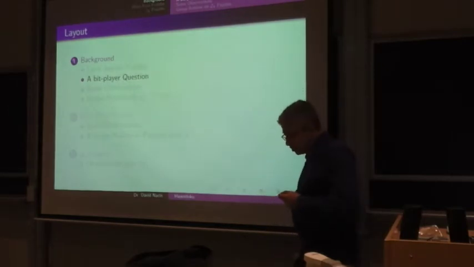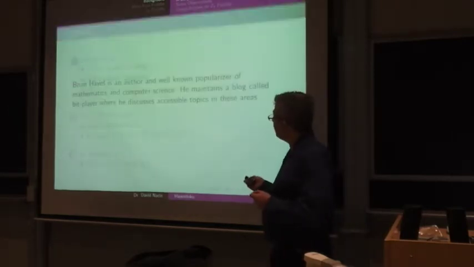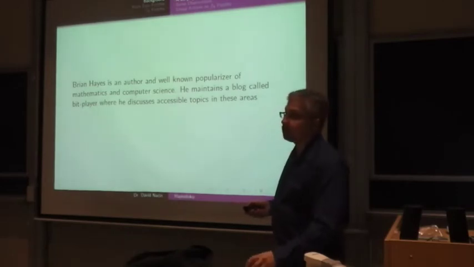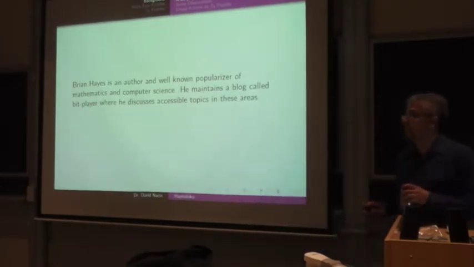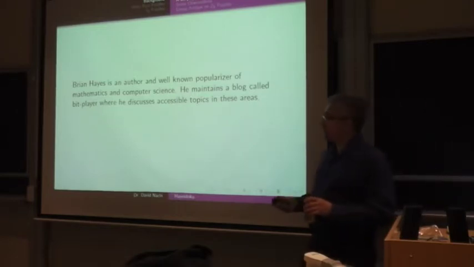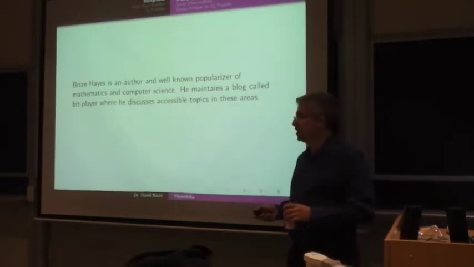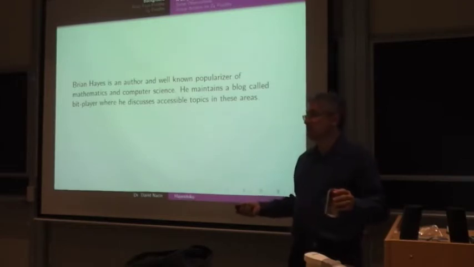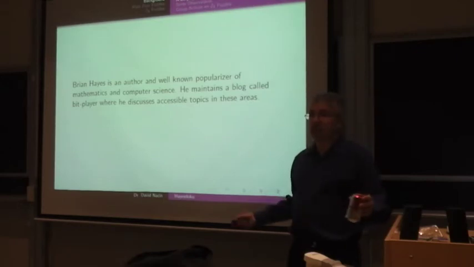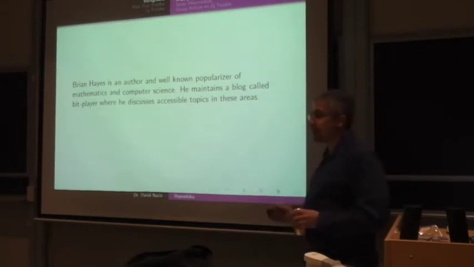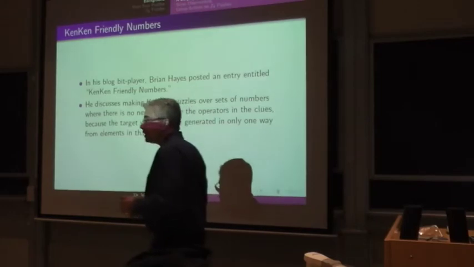I also want to talk to you guys a little bit about Brian Hayes. He's a popularizer of computer science and mathematics. He wrote for Scientific American and American Scientist. He has a few books, including a book called Group Theory in the Bedroom. And he maintains a blog called Bit Player, where he basically takes accessible problems in computer science and math and tries to get people excited about them. And one of them was called KenKen Friendly Numbers.